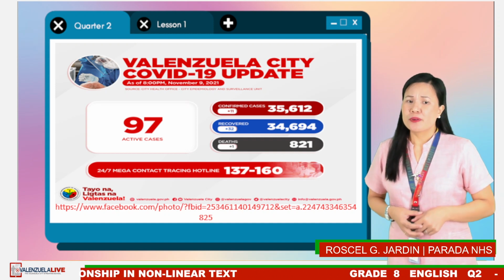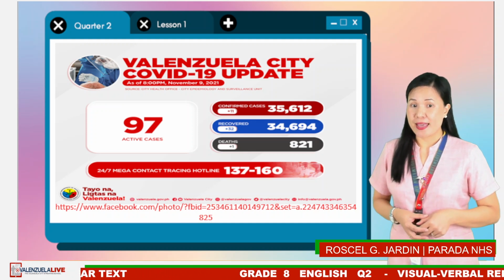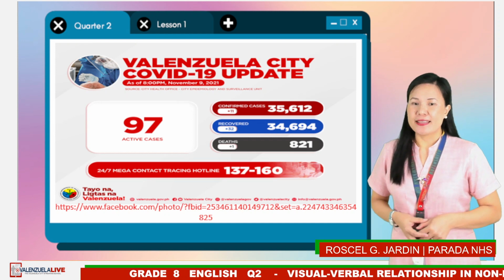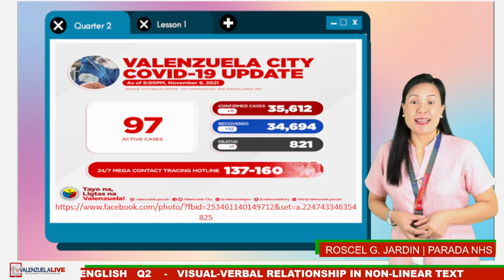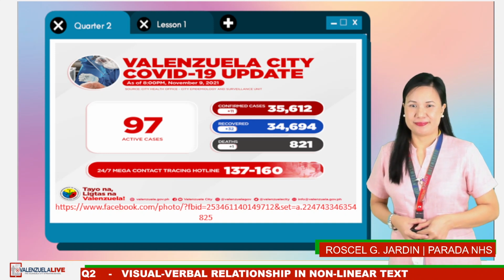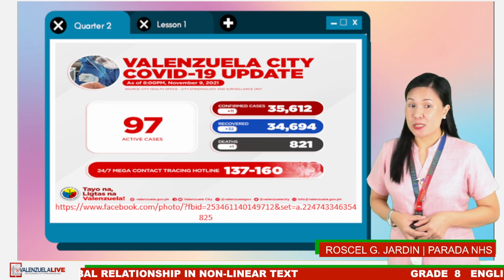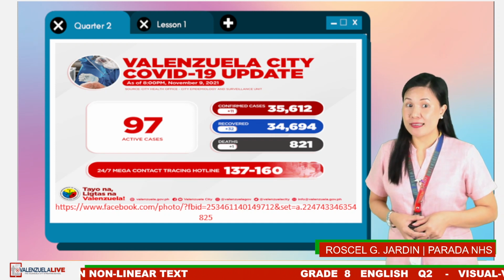The difference is 918. From 918, let us take away the number of deaths, which is 821. That makes the total number of active cases, which is 97. What kind of visual graph is presented? Do you consider this as an example of nonlinear text?